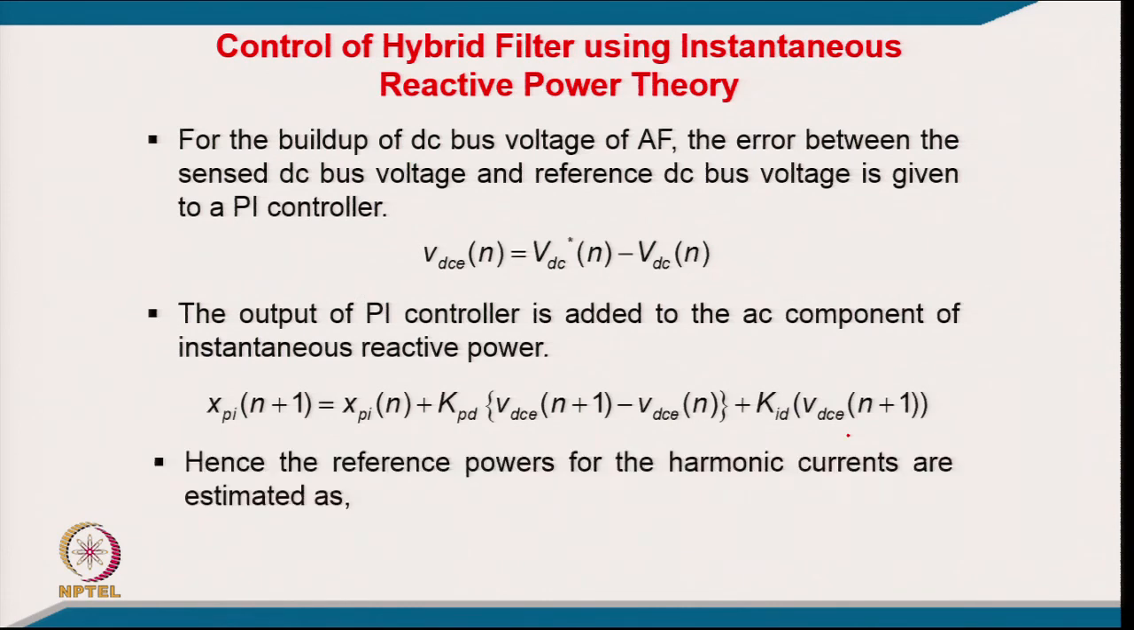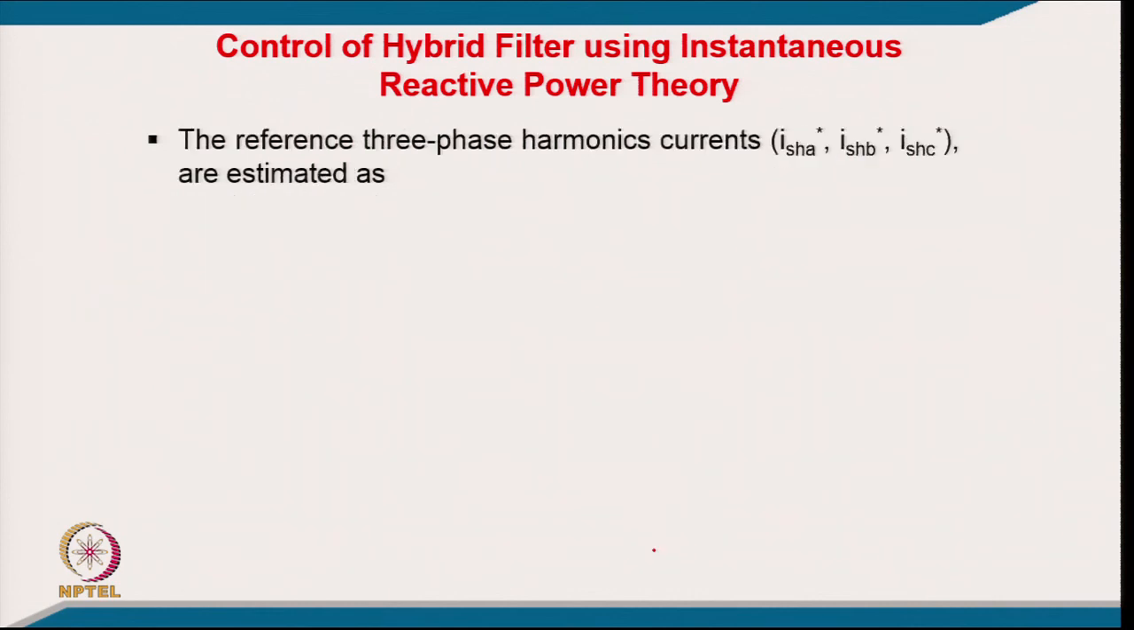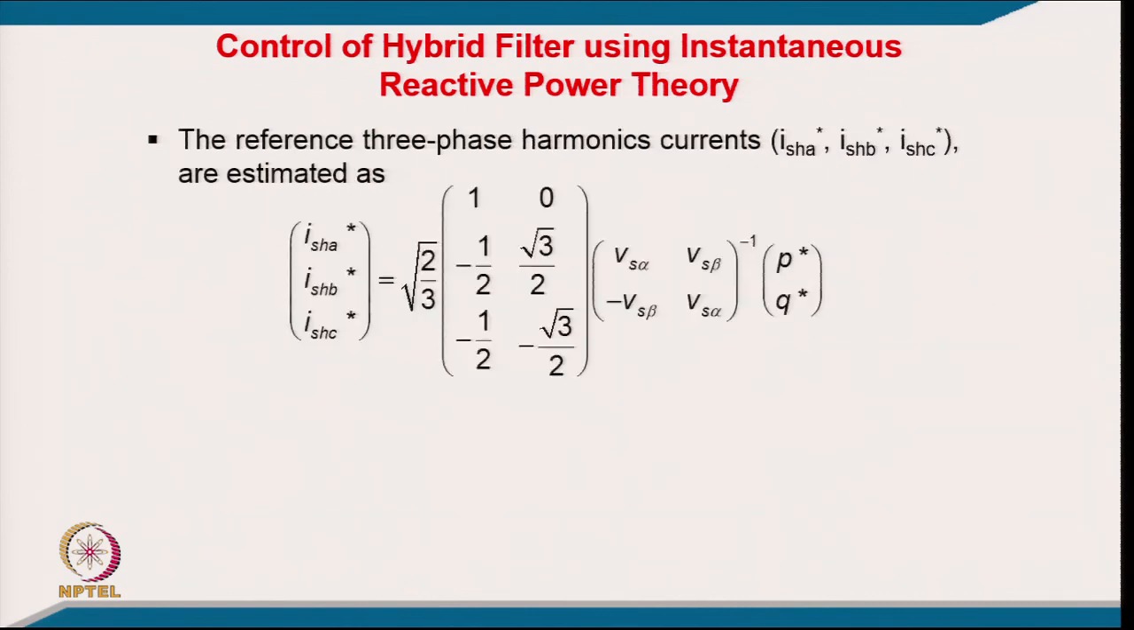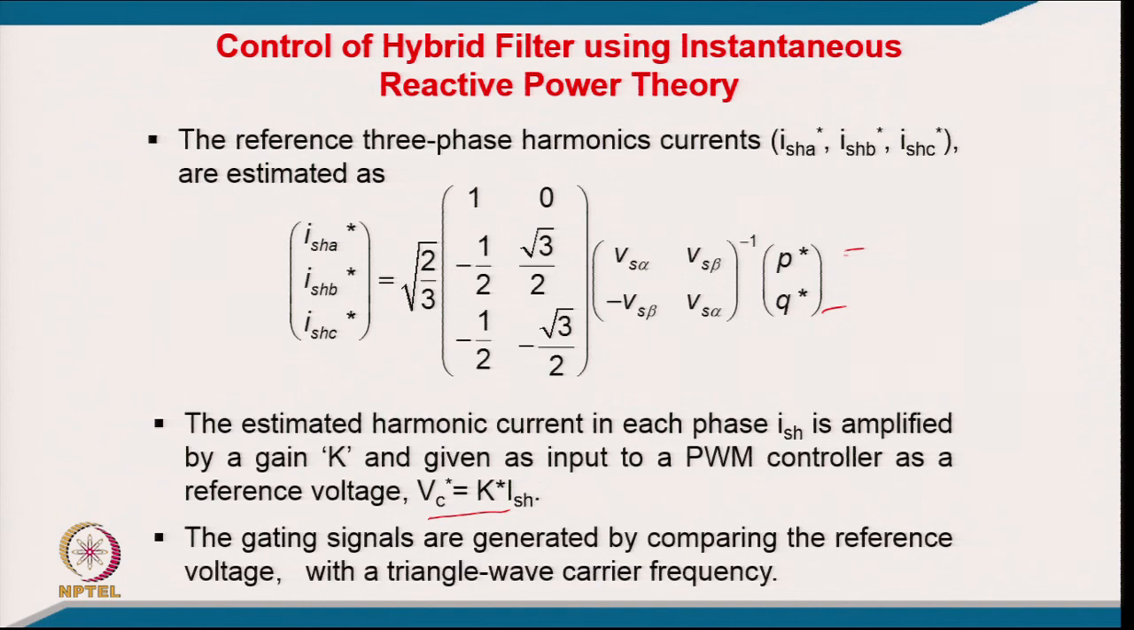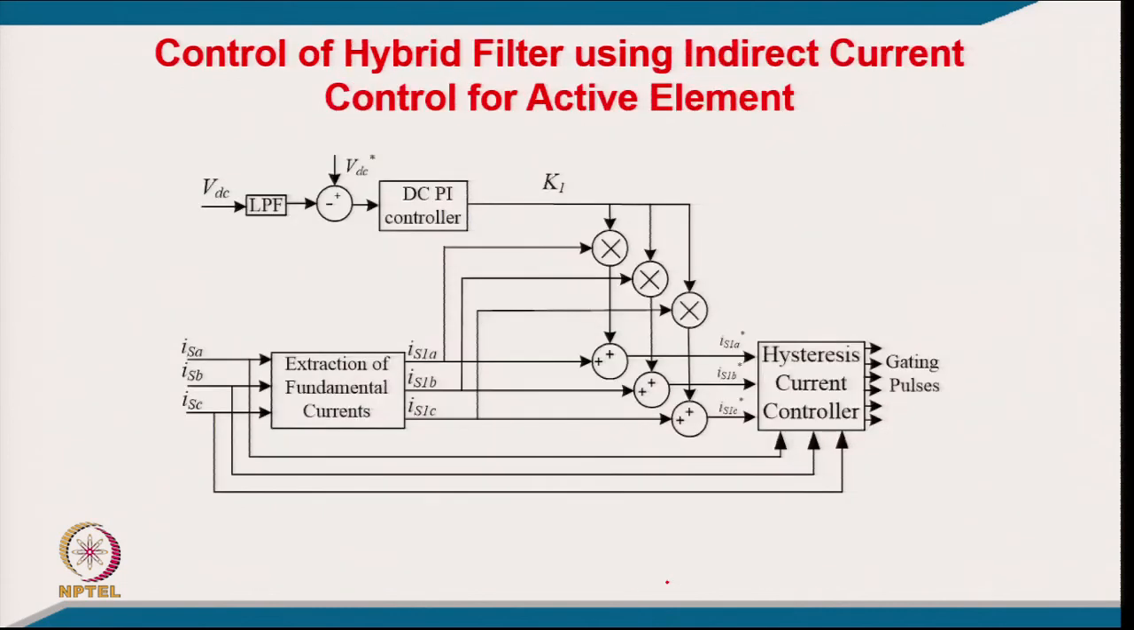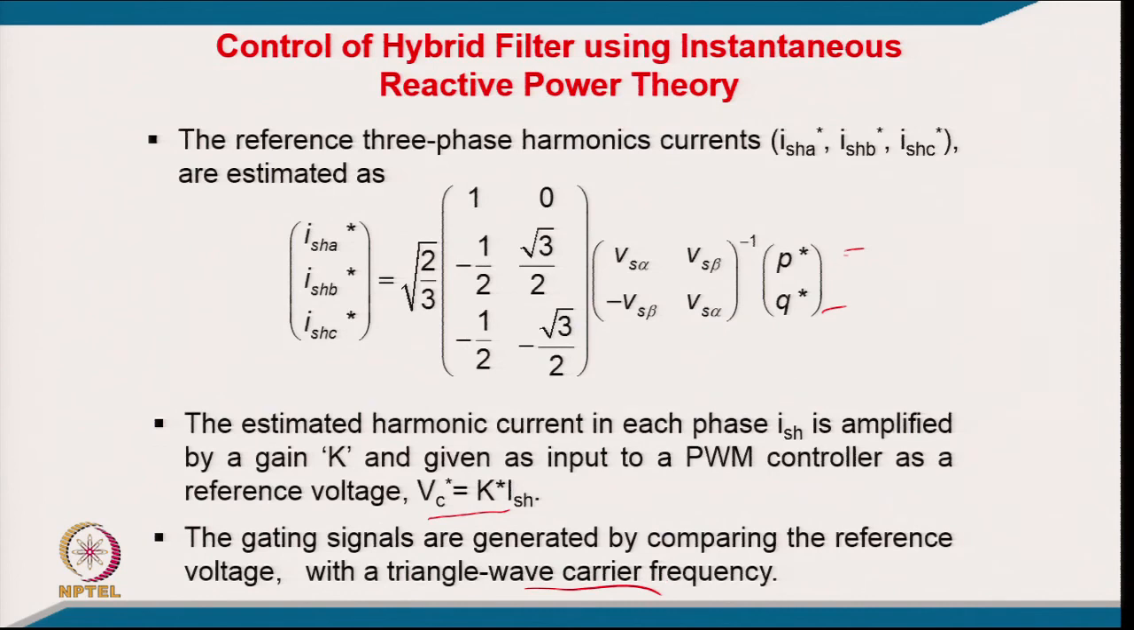This is the output of the PI controller of the DC link, and the reference powers of the harmonic currents are estimated from these relations, where we have added this PI controller output to the reactive power. So, the reference 3-phase harmonic currents are estimated from this P and Q using the reverse transformation. Now we put the estimated harmonic current in each phase with a gain of K, putting a virtual impedance in series, a voltage of K times ISH, and the gating signals are generated by comparing the reference voltage with a triangular carrier wave. So, that is about the control of this.